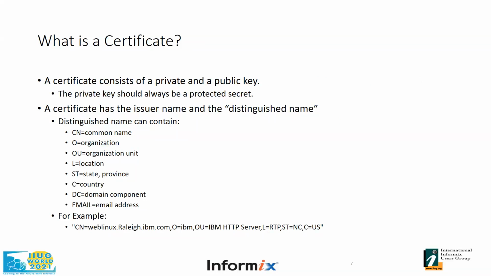Okay? A certificate has an issuer name and a distinguished name. The issuer is the entity that signs the certificate, and the distinguished name consists of the stuff I have here on the screen, and you can have all or some of this. You don't have to have all of it.